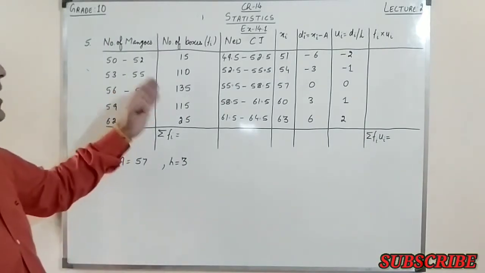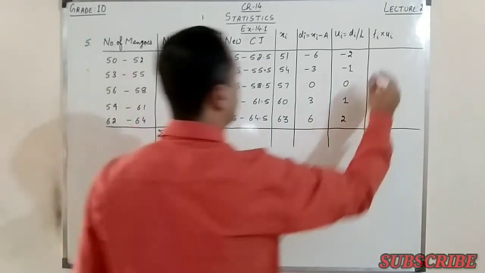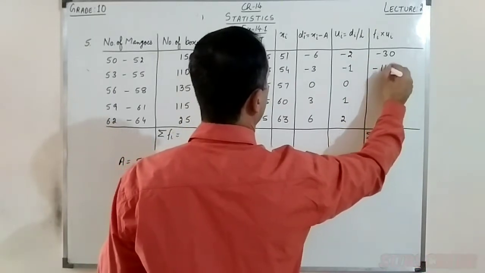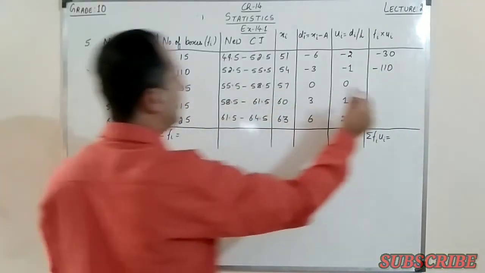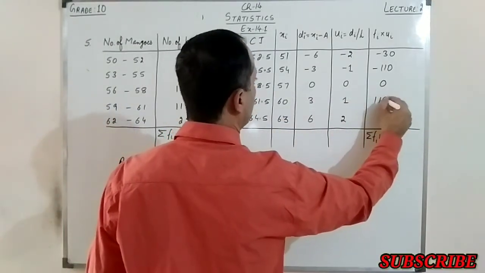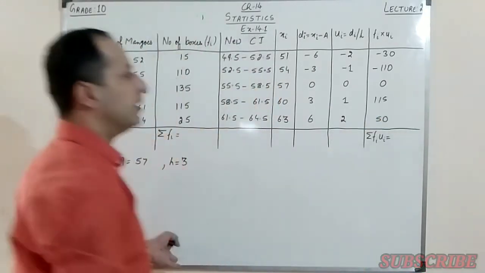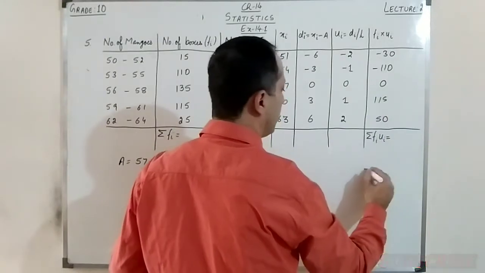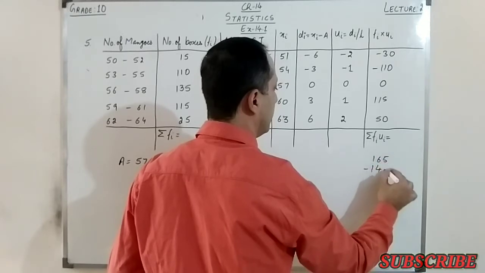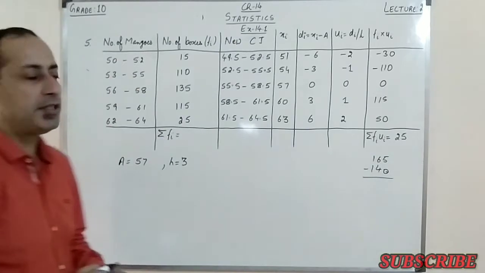Last step, just multiply the frequencies with the ui's. So 15 into minus 2 is minus 30. Then I have minus 110. Next, 135 into 0 gets me 0. 115 into 1 is 115. And finally, 25 into 2 is 50. Adding these two, I get minus 140. And adding these two, I get 165. So finally, I get the value as 25. That is summation fi ui.